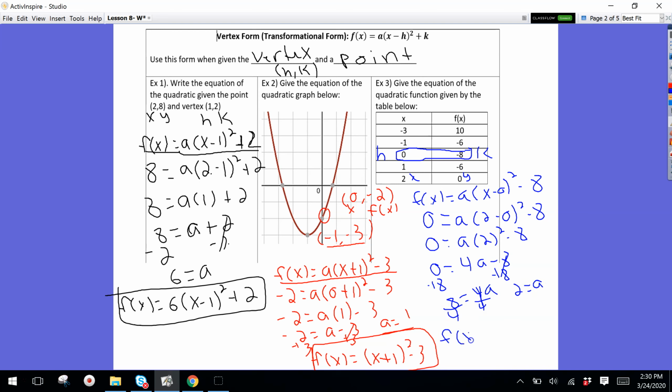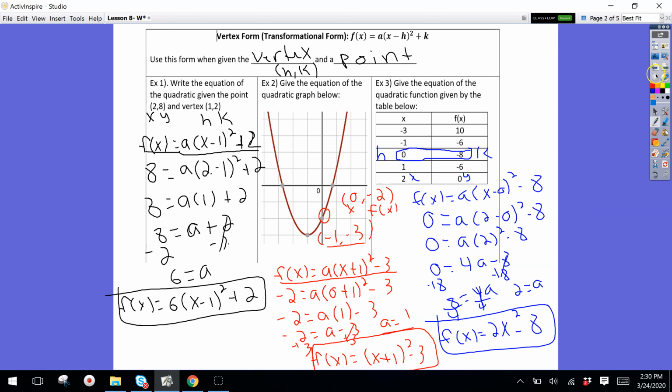f of x is equal to 2 parentheses. Again, we don't need to write that minus 0, so we can just write x squared without any parentheses, because we're not going to subtract anything from x. So it's just 2 times x squared minus 8. So this would be just a better way to write that equation without being redundant.